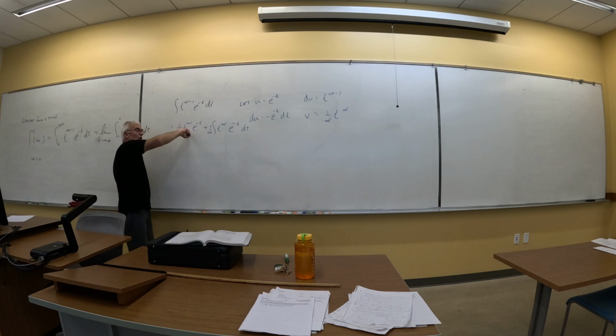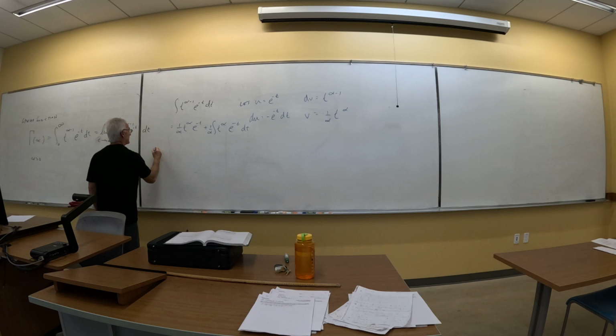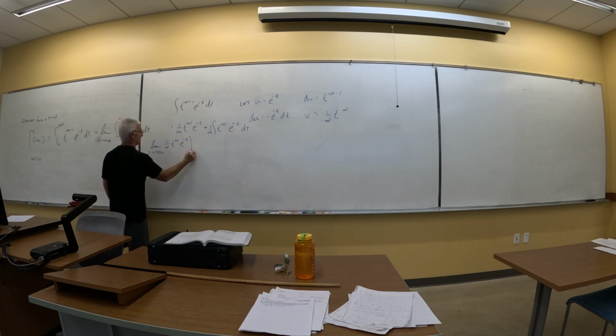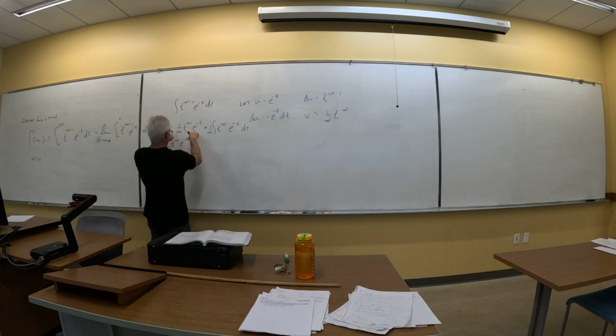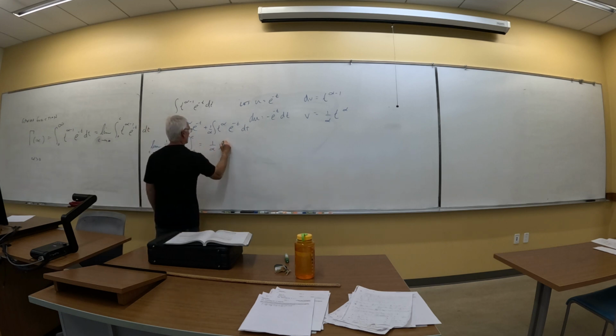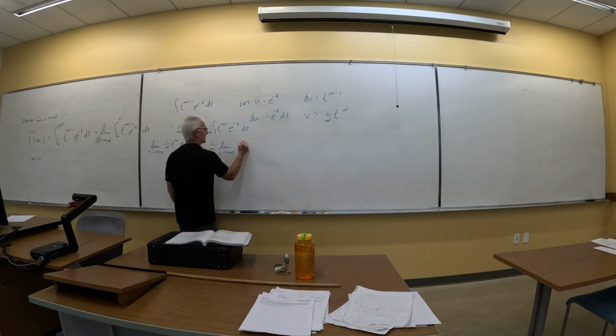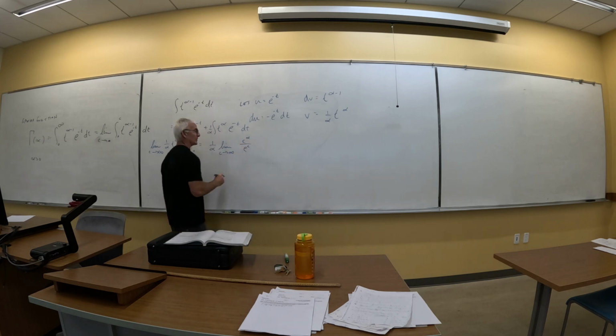Now, I want to start with this guy, because remember, the whole thing was we did this. So I'm going to do the limit as c goes to infinity of 1 over alpha t to the alpha e to the negative t from 0 to c. I'm just doing that guy first because I want to get this out of the way. And then that will be 1 over alpha times the limit as c goes to infinity. How about if I write that as c to the alpha over e to the c? Would that be correct if I wrote it that way?